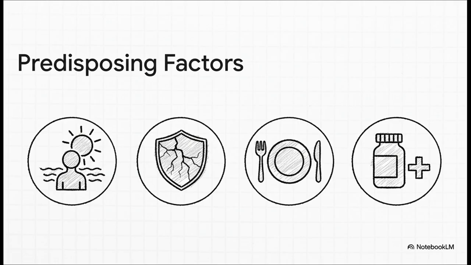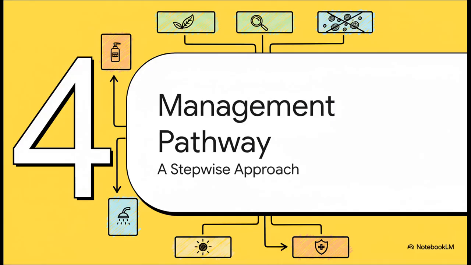Things like warm, humid climates are a big one. And then there are host-specific factors, right? We're talking about things like immunosuppression, malnutrition, or any condition with excess corticosteroids, think Cushing syndrome, or even just from taking steroid medications. Okay, we've got the diagnosis and the risk factors down.